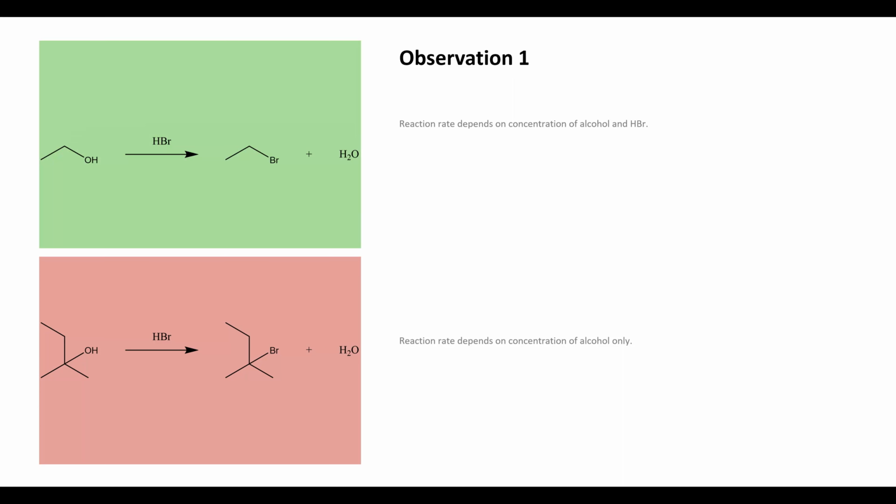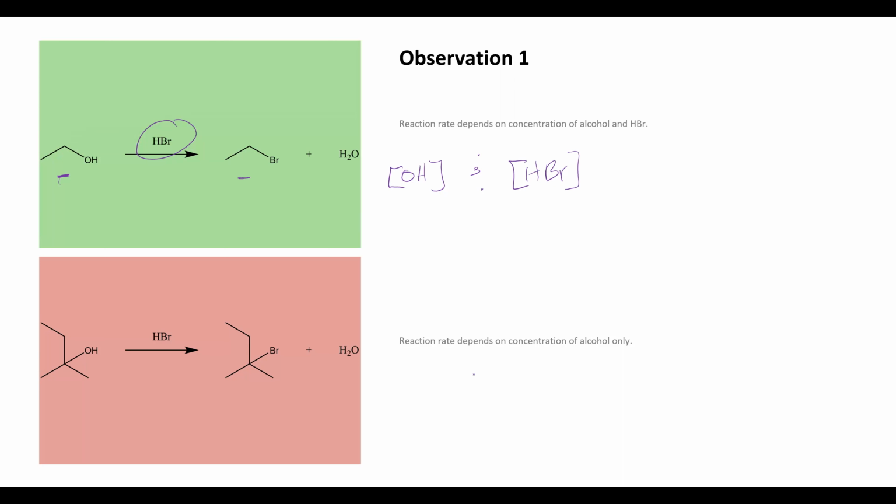So looking at the top reaction, we have an alcohol. This alcohol is treated with hydrogen bromide to form a haloalkane. The reaction rate depends here on the concentration of the alcohol and on the concentration of hydrogen bromide. So it depends on 2 things.